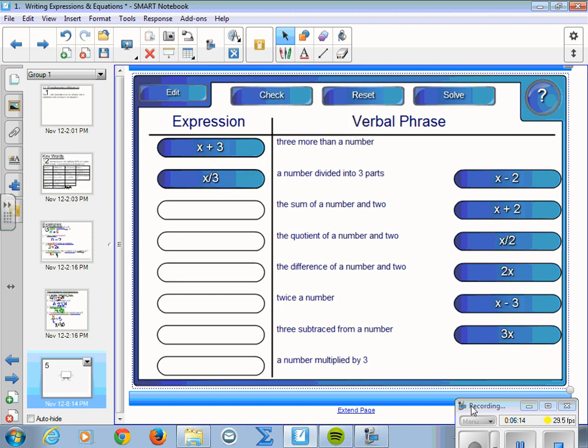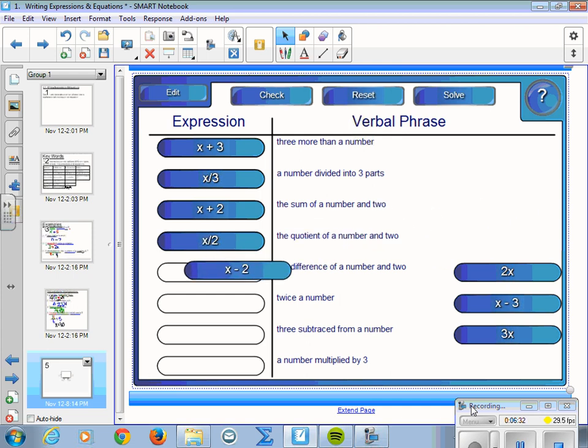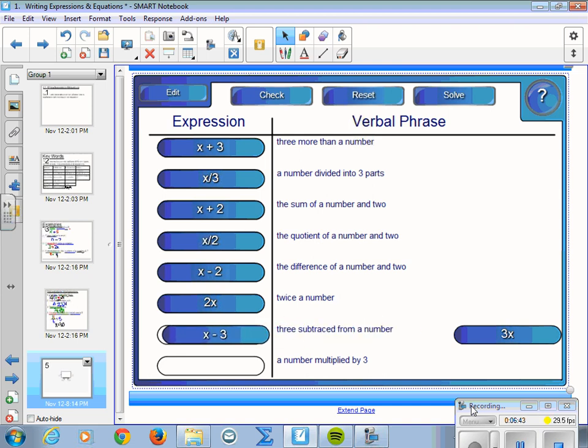Test yourself. The sum of a number and 2. Sum means addition. The quotient of a number and 2. Quotient means division. The difference of a number and 2. Difference means subtraction. Twice a number means 2 times a number. 3 subtracted from a number. So we have some number, we're taking 3 from it, x minus 3. And a number multiplied by 3, just going to be 3x. We'll check it, and we're all good. This concludes your lesson on writing expressions and equations.